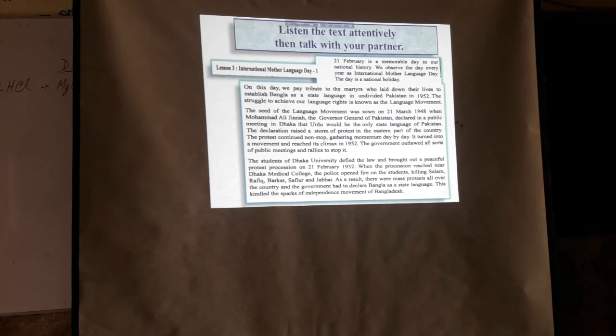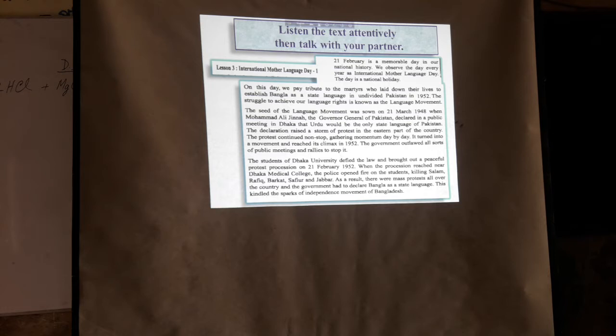You have already learned that this incident happened in 1952. The struggle to achieve our language rights. Our golden sons of the soil fought for this day, and we can also say for the language. Their struggle was to achieve our language rights. You know, language is also a right. Almost every nation has its own language. So it is our right to speak in our own language.